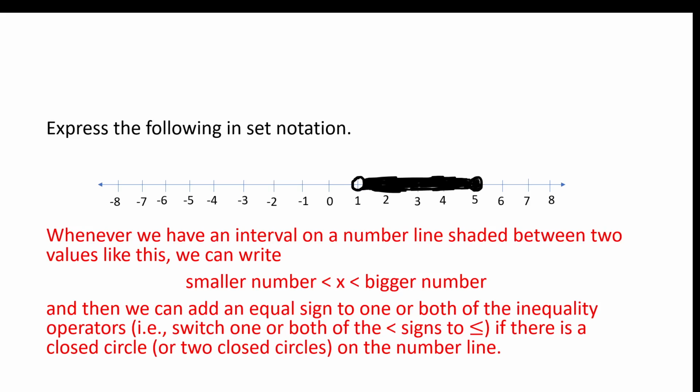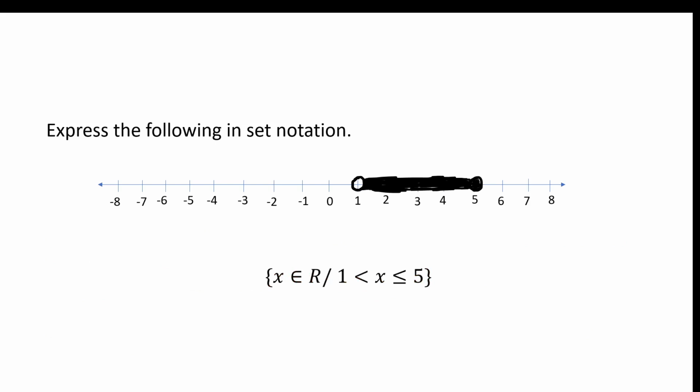Whenever we have an interval on a number line shaded between two values, you can write it the way we did and then add an equal sign to one or both of them. So that's a repetition of what I said earlier when I was using my own handwriting. And so our answer for this, finally, after a long explanation, is the answer that you see right there.